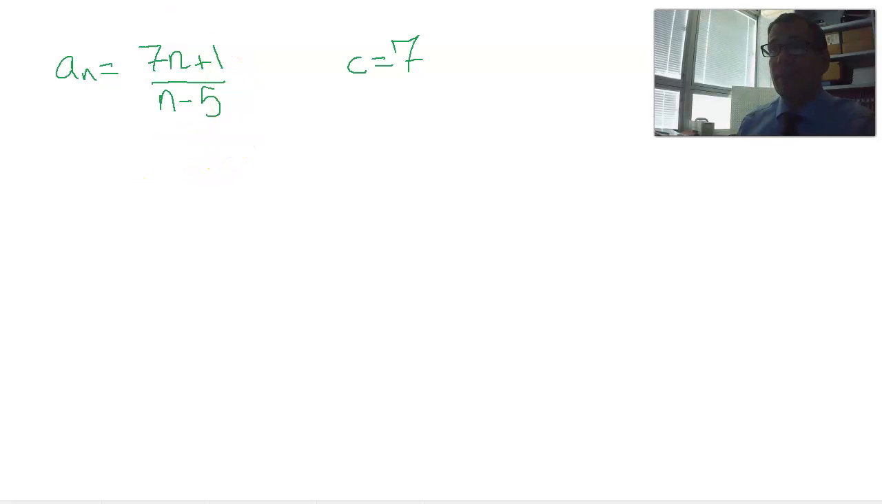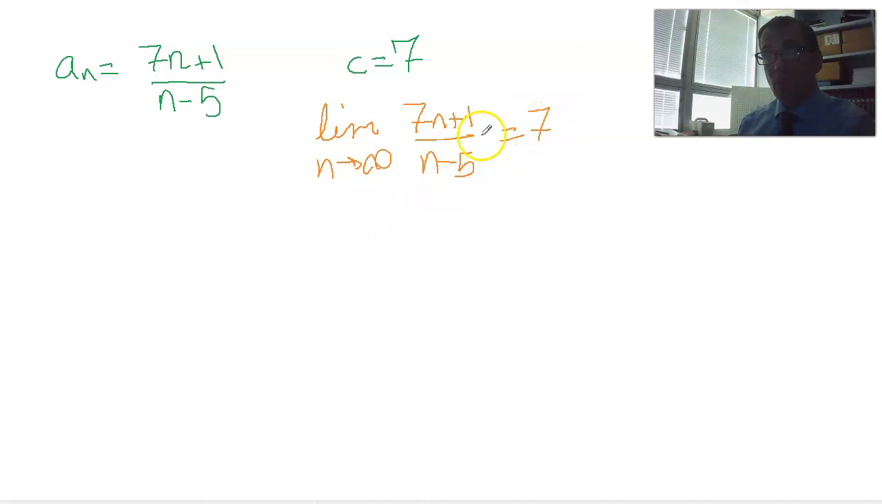Again, not the exact same problem from the notes, but should give you the same idea. We're trying to decide if this sequence's limit is equal to 7. The way I'd write this as a limit statement is the limit as n goes to infinity of (7n + 1) over (n - 5) is equal to 7. And the way we read this is to say as n gets huge, does this expression basically become 7? That's the idea of the limit.